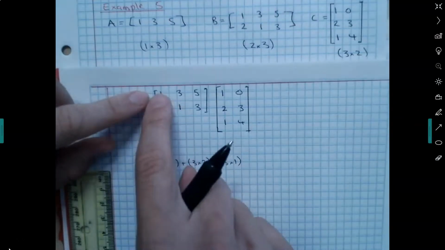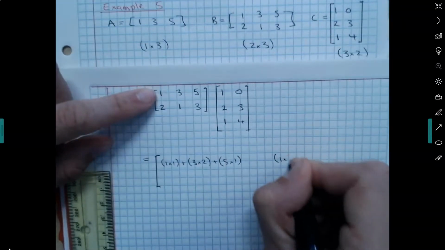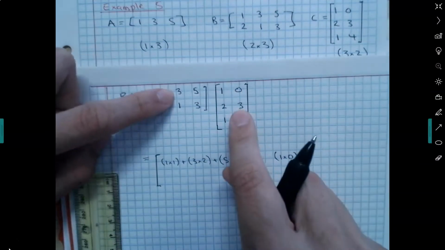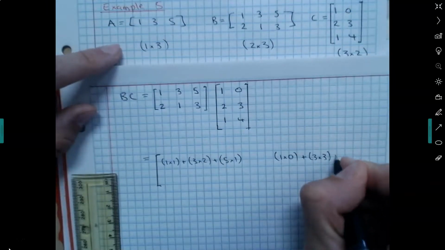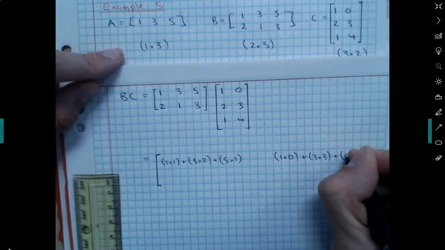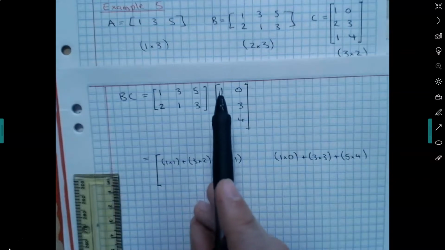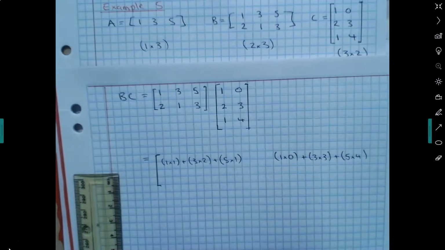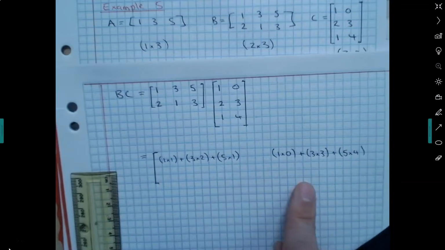Then I look at this row, this column. So 1 times 0. So that one times that one, plus 3 times 3, plus 5 times 4. Alright, so first I took that row and multiplied it by that column, then I took that row and multiplied it by that column. Now, remember, because the resulting matrix is going to be a 2 by 2, I still should have 2 more elements underneath.